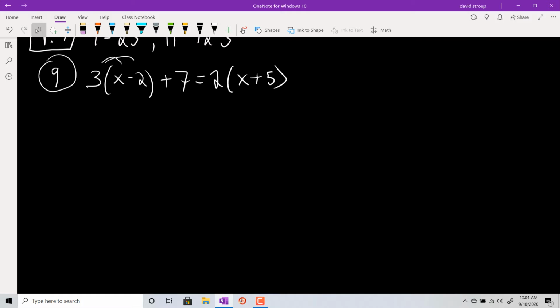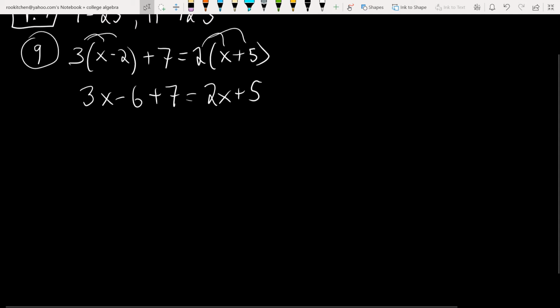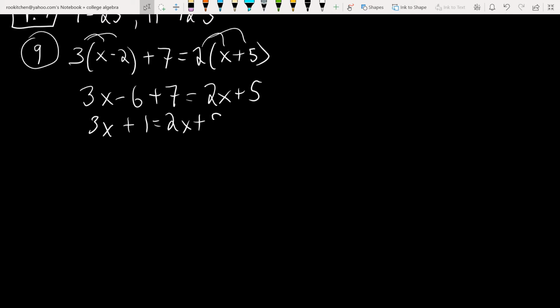Anyways, first I want to simplify both sides, and that means I have to distribute first. On the left-hand side, I'm distributing the 3. On the right-hand side, I'll distribute the 2. Let me expand the screen a little bit. So it'll be 3x, negative 6 plus 7 is plus 1. On the other side, I've got 2x plus 5. Then I'm going to collect the x's on one side.